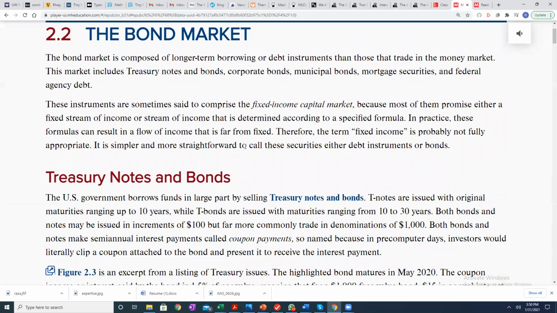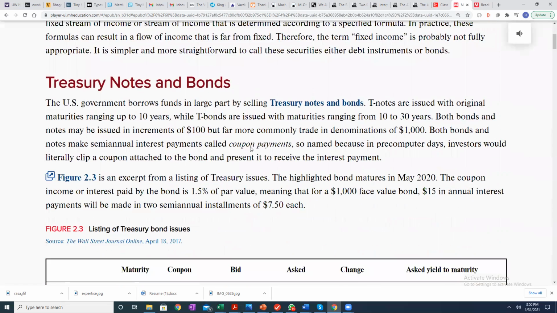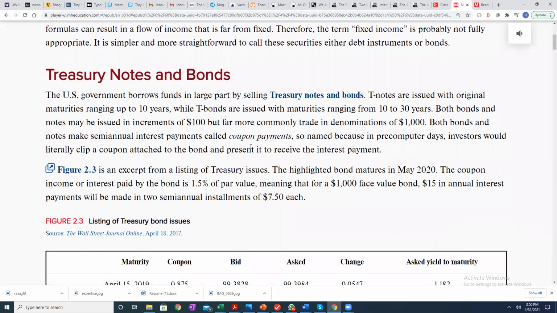The bond market is composed of longer-term borrowing or debt instruments, and those that trade in it include Treasury notes and bonds, corporate bonds, Muni bonds, mortgage securities, etc. They are called the fixed income capital market because most of them promise either a fixed stream of income or a stream of income that is determined according to a specified formula. These formulas can result in a flow of income that's far from fixed, hence the term fixed income is probably not fully appropriate.